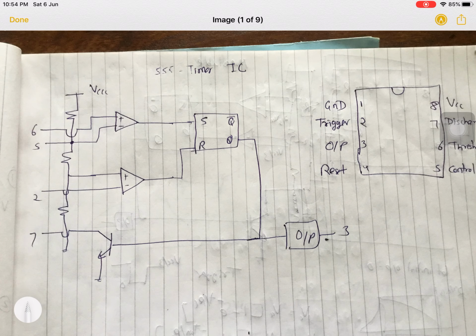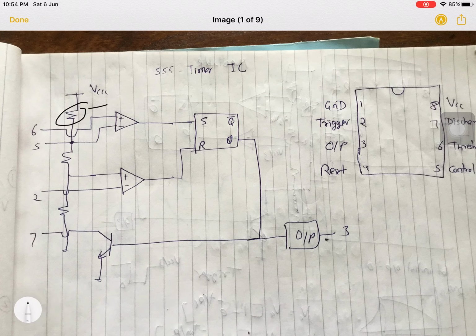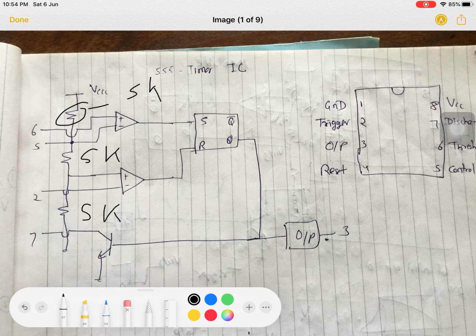The IC is called 555 because it has three 5K resistors. Let me show you. This is 5K. Similarly, this is 5K, and this resistor is also 5K. Because of the presence of these three 5K resistors, it is called the 555 timer. The IC is very simple. Now I am removing these resistors.